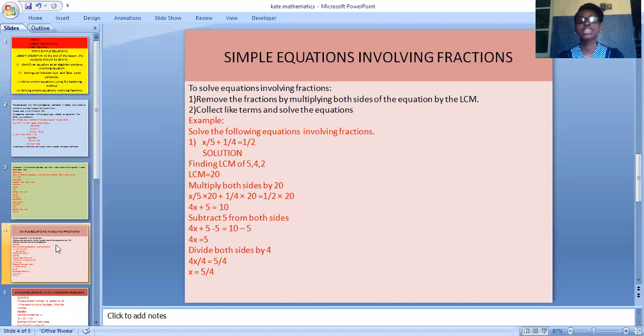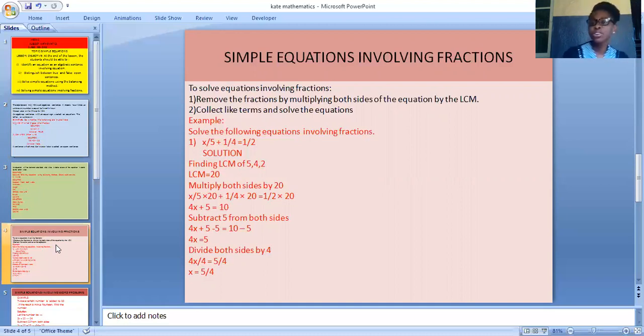So let's look at it. Simple equations involving fractions. To solve equations involving fractions, step 1, remove the fractions by multiplying both sides of the equation by the LCM. Meaning, clear the fractions by multiplying both sides with their what? LCM. And step 2, collect like terms and solve the equation.